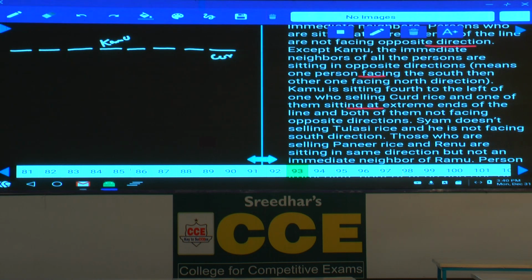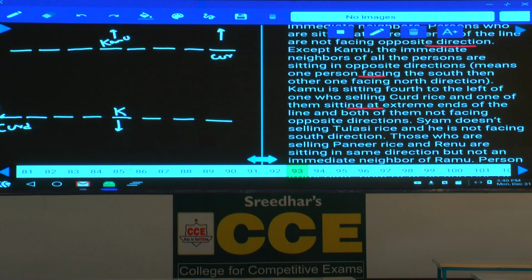Kamu is seated fourth to the left of the curd rice seller, who can be here, and this is facing towards north. What is the other possibility here? 1, 2, 3, 4, 5, 6, 7, 8. The person who sells curd rice is here, facing towards south, and Kamu must be here, also facing towards south only. Why? Because these two persons are not facing different directions, they are facing the same direction. Hence, in the first case, Kamu and the curd rice seller are facing towards north, and in the second case, these two persons are facing towards south.